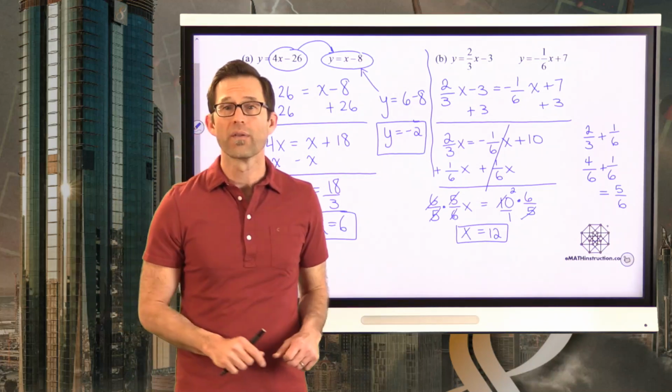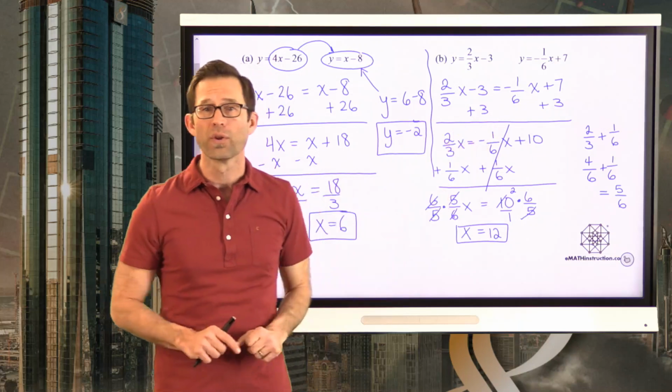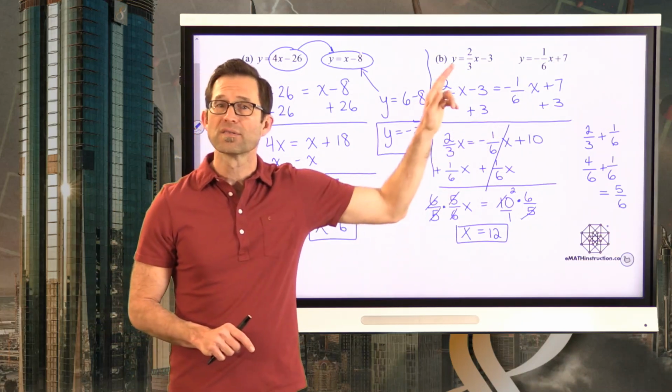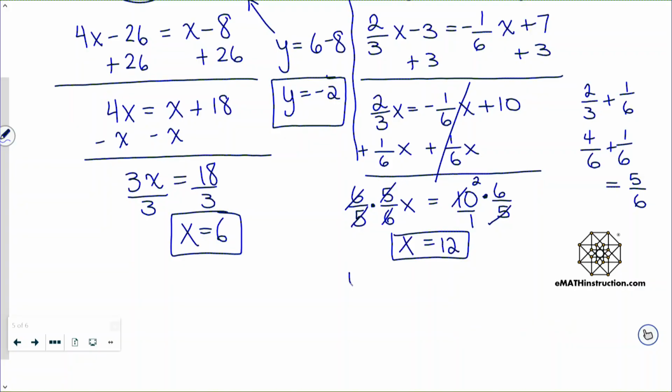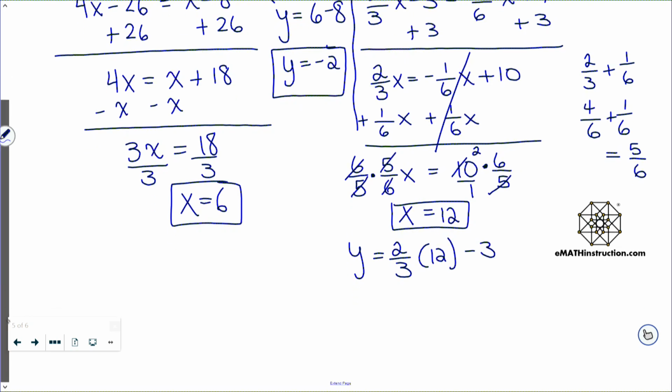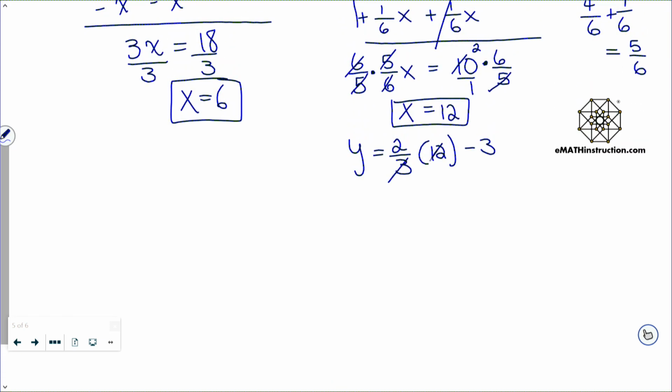To find the y-coordinate of the intersection, I want to take the 12 and substitute it into here or here, whichever one you feel more comfortable with. I'm going to substitute it into this equation. That's going to be y equals 2/3 times x minus 3. 3 cancels into 12 4 times. Y then will be 2 times 4, which is 8, minus 3. So the y is 5.